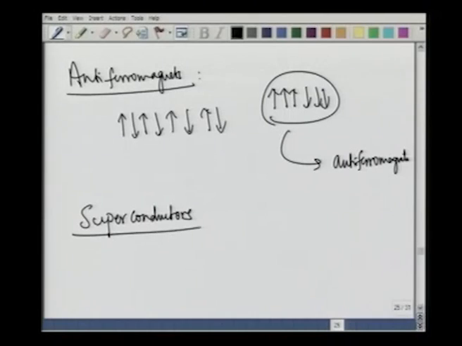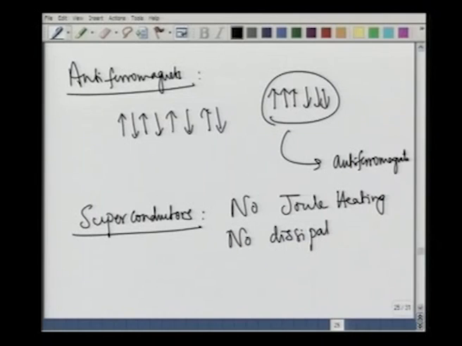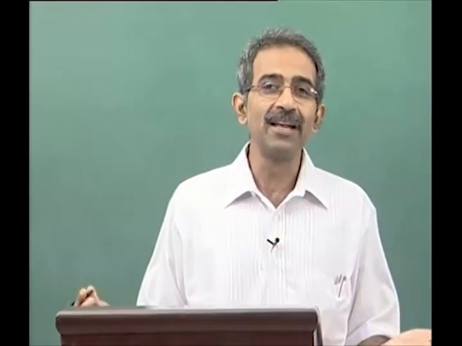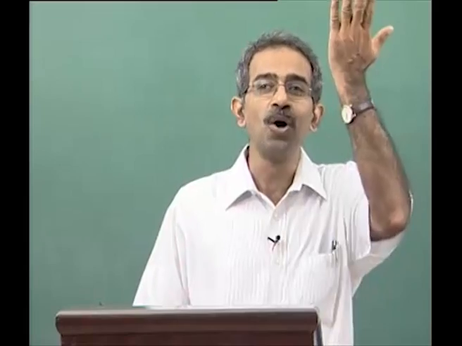Superconductors, as I told you, are perfect diamagnets, and the characteristic of superconductors is no Joule heating, no dissipation, no inelastic scattering. Right? So imagine that we are able to build electric lines, electric circuits with superconductors, no Joule heating, so there will be no loss, and then it would be fantastic because the efficiency would go up to 100%, and that is what people are working at when they look at high TC superconductors.